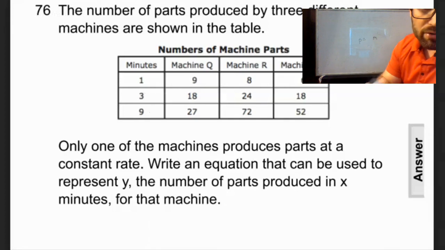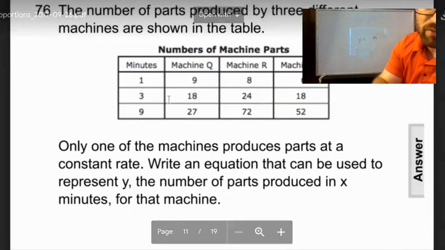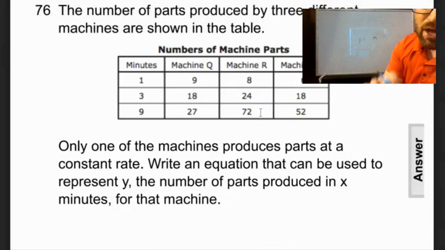Machine R, let's do that. 8 divided by 1 is 8. 24 divided by 3 is also 8. And then we've got to make sure 72 divided by 9 is also 8. So right here, we can go ahead and stop. Machine R is the one that produces at a constant rate. And it produces at a constant rate of 8 parts per minute. So our equation would be P is equal to 8M. So P is equal to 8M.